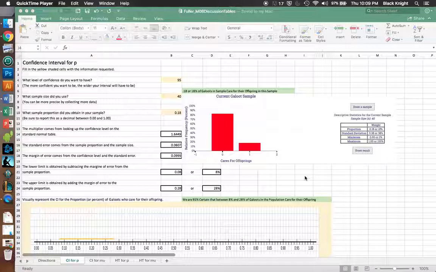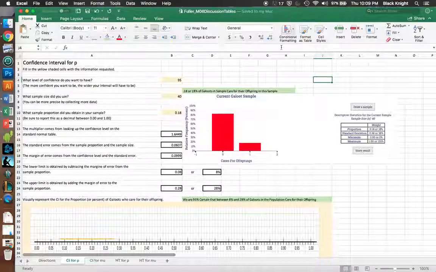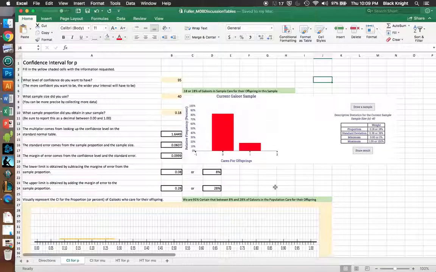I'm just using the Excel tables that were provided by Professor Barron. On the first one here, I just dropped in a copy of the sample proportions that I got from the application she provided. For this first one, it's just our confidence interval for P, or the population proportion. We're using the sample, our P hat, basically to estimate what that might be.